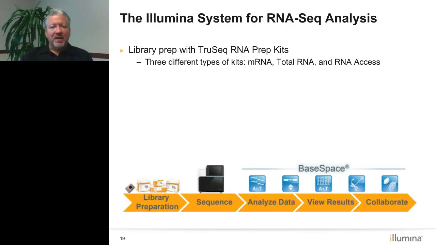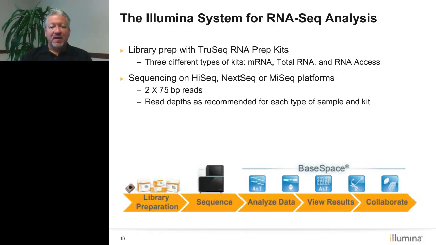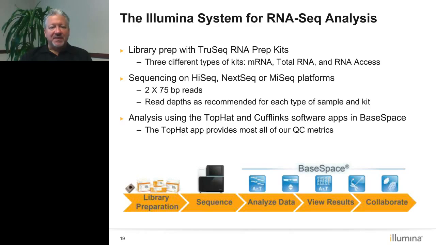systems. When we talk about the RNA-Seq system that we use in my group, we are talking about using one of these 3 types of TruSeq RNA prep kits: the mRNA, total RNA, or RNA access. Our standard for sequencing is paired 75 base pair reads. We have different recommendations of read depths depending upon the sample type and the kit used, and I'll have a table later on that will give some rough numbers for that. And then the analysis using our TopHat Cufflinks software that is provided in the BaseSpace environment.